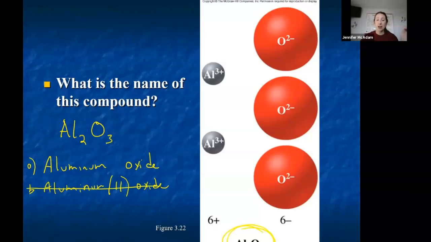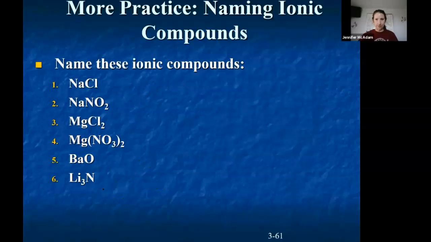The reason it's not correct is the only time you use these Roman numerals is if it's an element that has more than one charge, right? So if the ion has more than one charge, then you use Roman numerals. If there's only one charge, you don't, right? And that's why it's really important, again, to know the staircase. Okay, so let's try these.